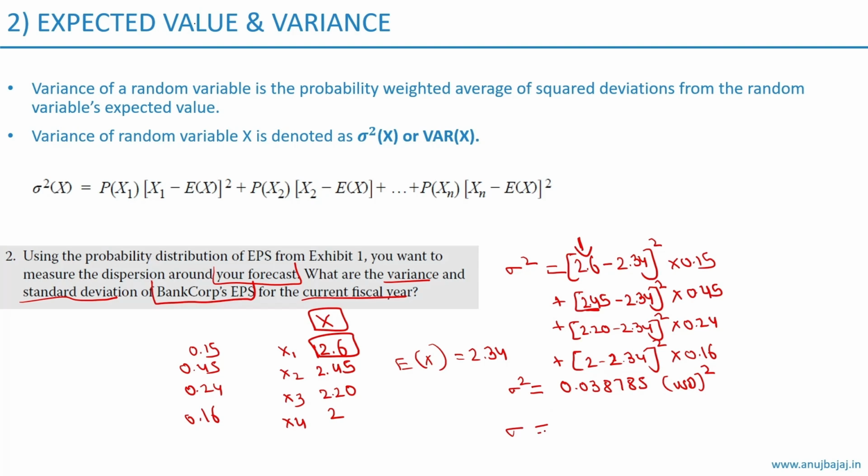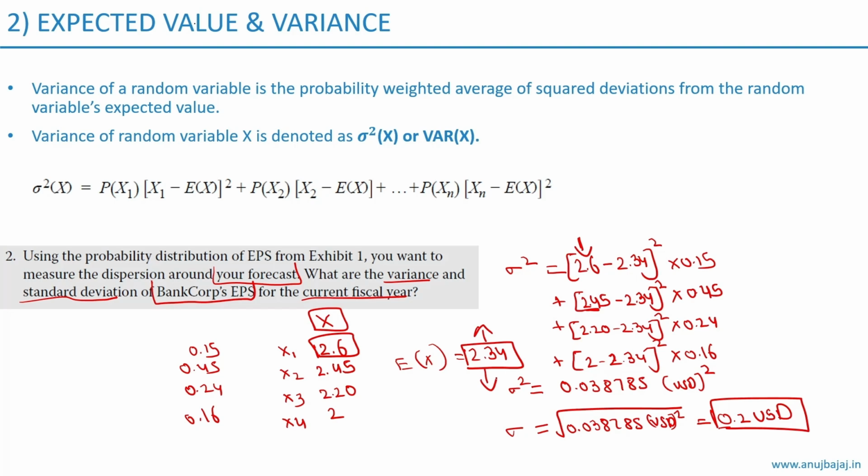Now let us find out the standard deviation. The standard deviation equals the root of 0.038785 US dollars squared. So we get the standard deviation to be approximately 0.2 US dollars. So how do we interpret the standard deviation of 0.2 US dollars? We interpret it that on average, we can expect the earnings per share to be 0.2 US dollars above the expected value or below the expected value.